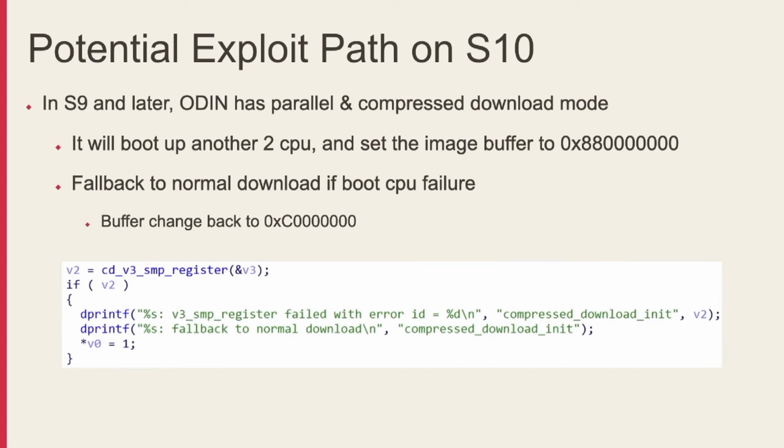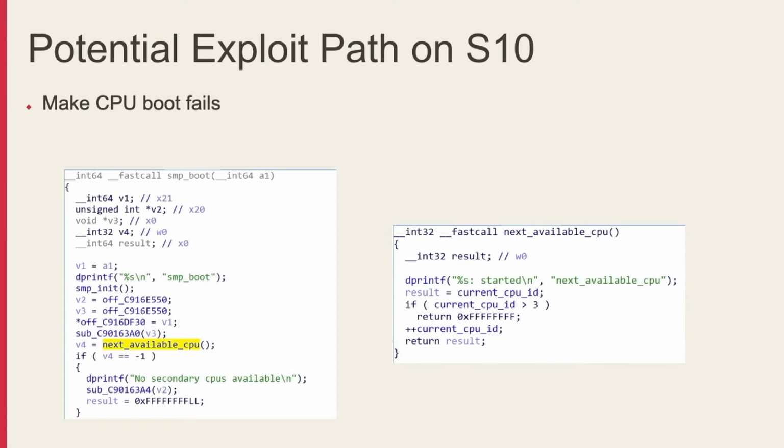So, we try to find a way to make the CPU boot fail. In secure boot, the CPU boot function will not boot the core if there are more than 3 cores activated. Thus, if we can boot other cores before entering ODIN mode, we can make the secure boot fall back to normal download mode.